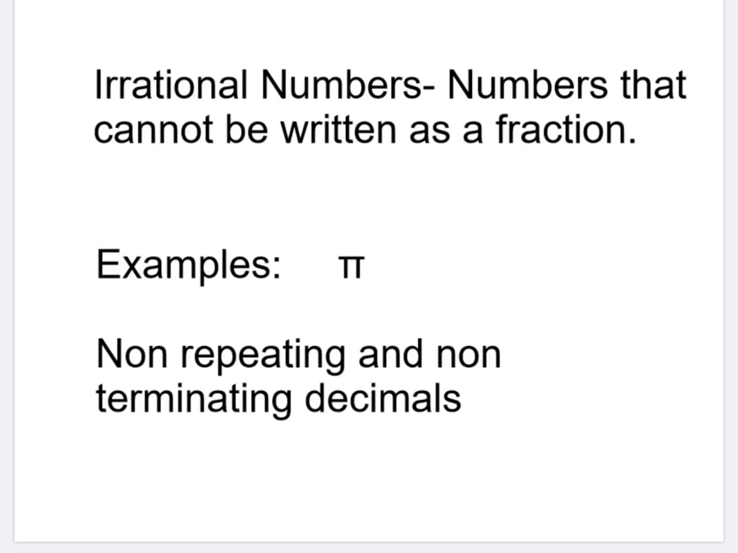You can also have irrational decimals. Irrational decimals are non-repeating and non-terminating decimals. Non-repeating means that the numbers don't repeat in a pattern, and terminating means to stop. So a non-repeating and non-terminating decimal could be like 0.123456... There's no pattern to that. And then those three little dots at the end tell you that the number keeps going.